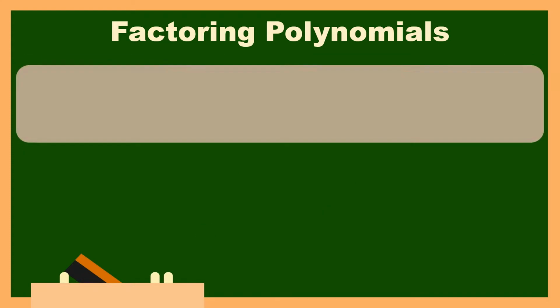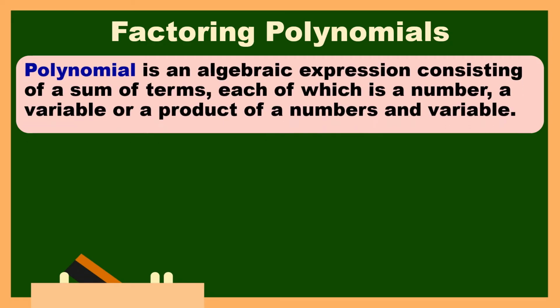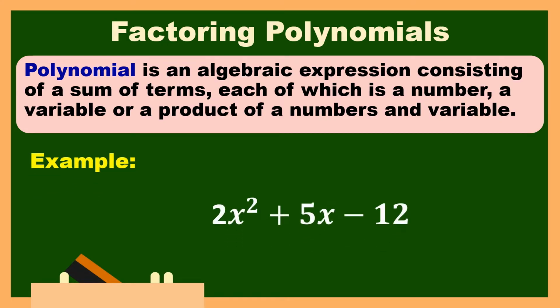And when we say polynomial, it is an algebraic expression consisting of a sum of terms, each of which is a number, a variable, or a product of a number and variable. For example, 2x squared plus 5x minus 12. In this example, ang tinutukoy po dito na product of a number and a variable is 2x squared and 5x. Kasi nga, combination siya ng numerical coefficient and the literal coefficient.